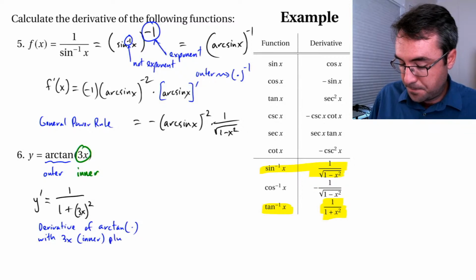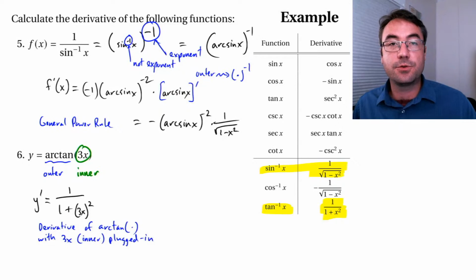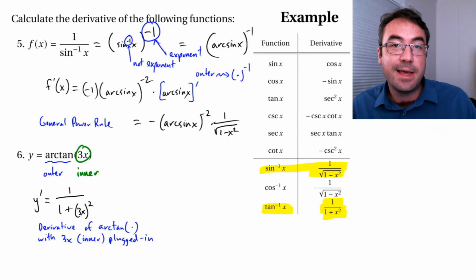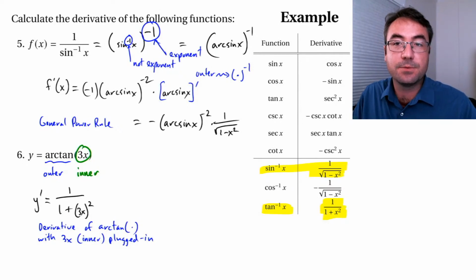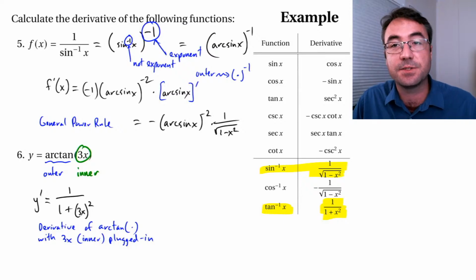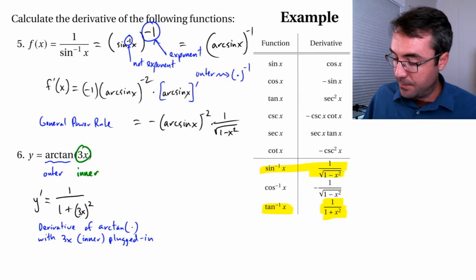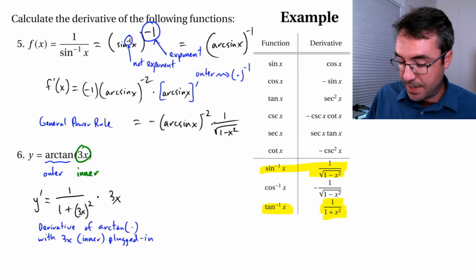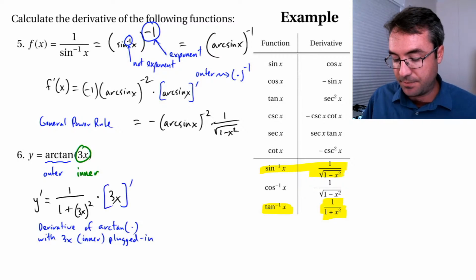So we do the derivative of our inverse trig function, and we keep our inner function the same. So derivative of arctan is 1 over 1 plus something squared, and that something is our 3x. So that first part of our chain rule here is 1 over 1 plus 3x squared. Then we take our inner function, which was 3x, and we multiply by its derivative.